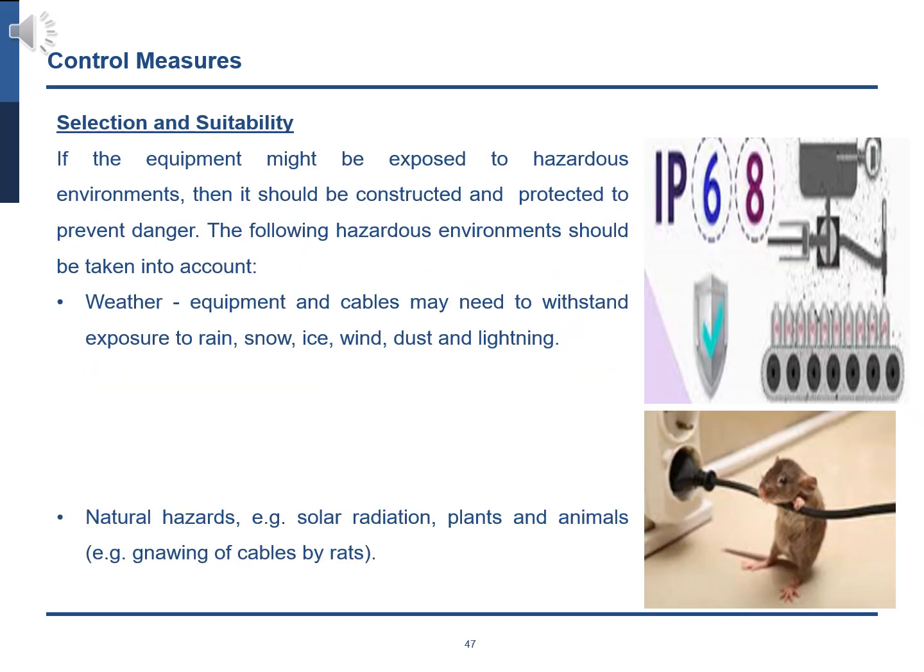It should be used within the manufacturer's rating and in accordance with any instructions supplied. If the equipment might be exposed to hazardous environments, then it should be constructed and protected to prevent danger. The following hazardous environments should be taken into account. Whether equipment and cables may need to withstand exposure to rain, snow, ice, wind, dust, and lightning. Natural hazards, e.g. solar radiation, plants and animals, e.g. gnawing of cables by rats.